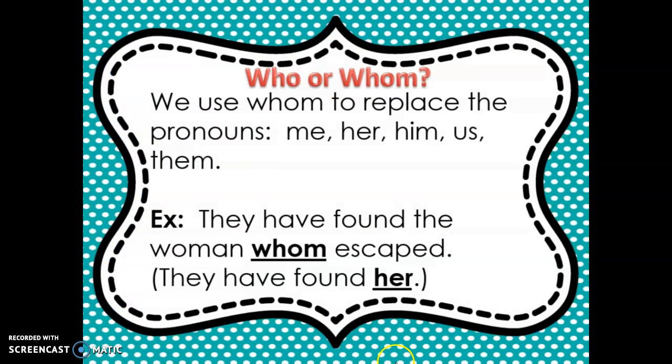For whom, if you can replace it using me, her, him, us, or them, then you can use whom. So they have found the woman whom escaped. If I wanted to restructure it, I could say they have found her. That makes sense. It wouldn't make sense to say they have found she or they have found I. We wouldn't want to use who there.